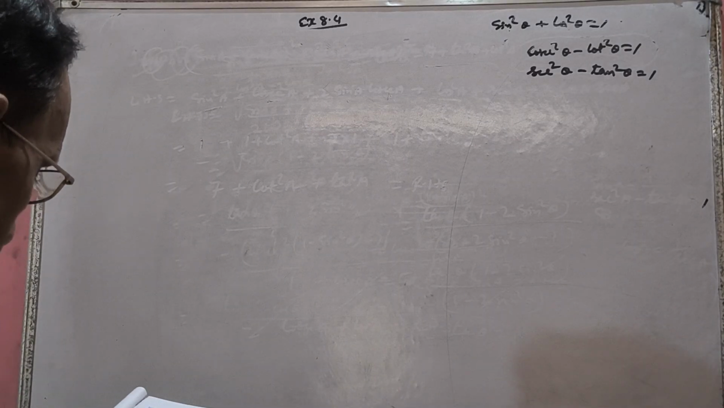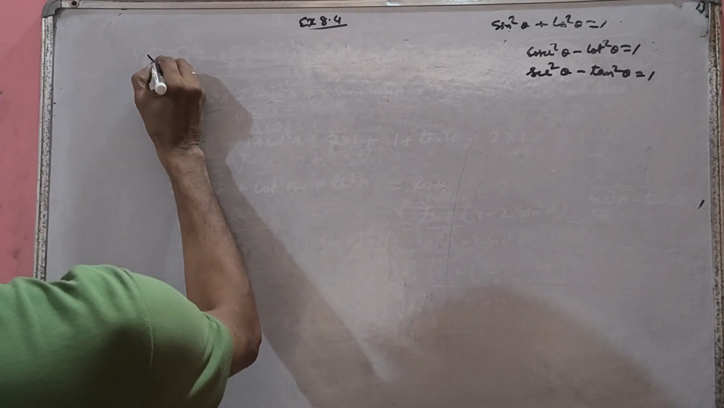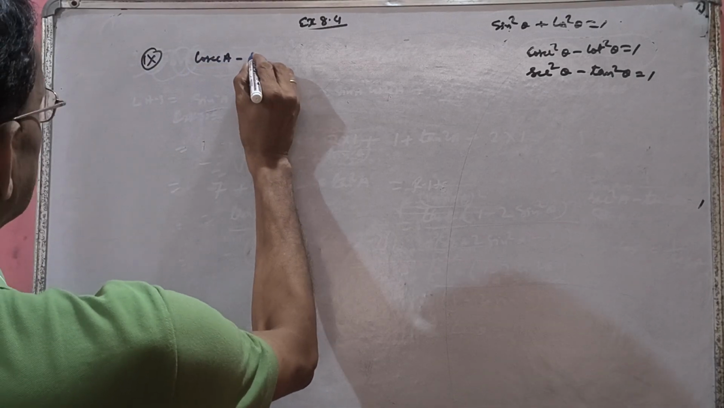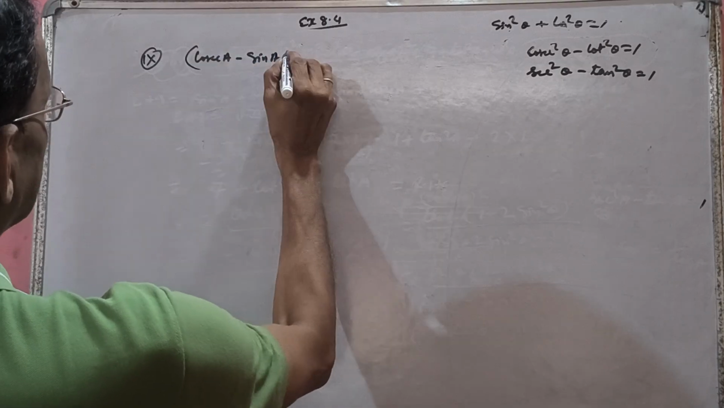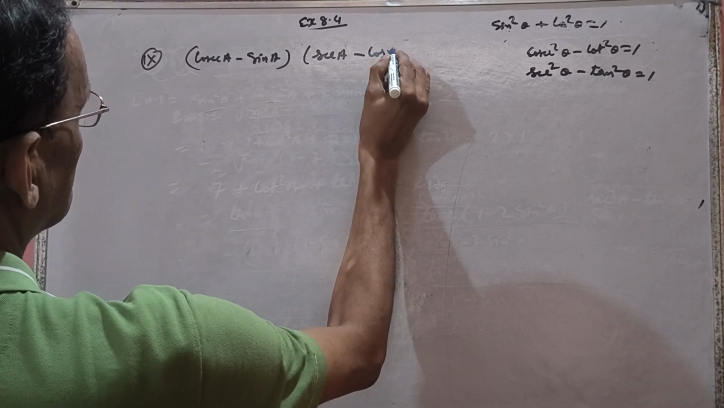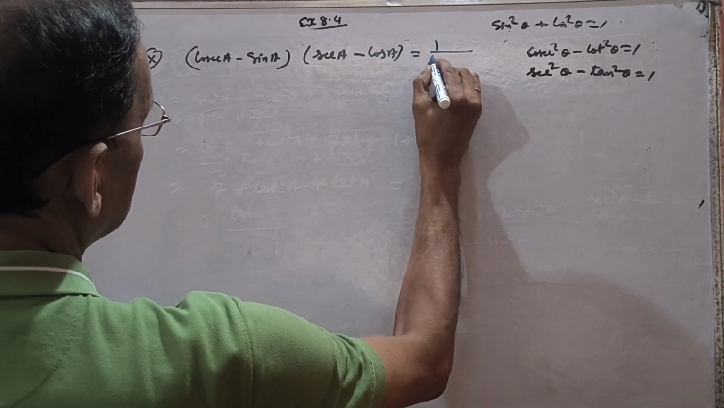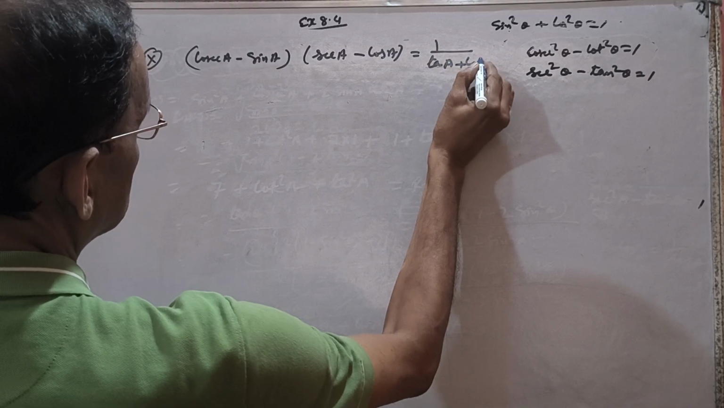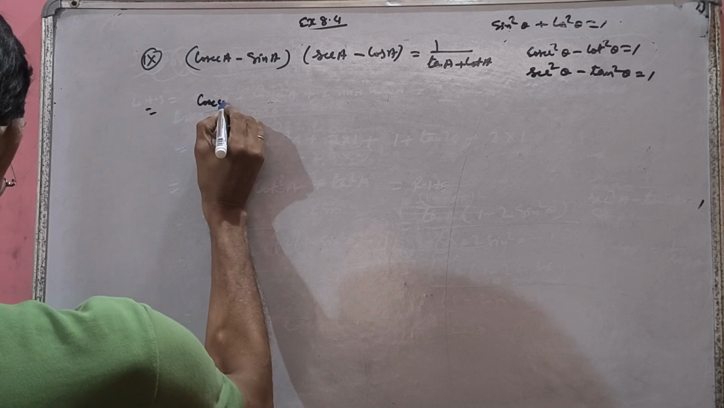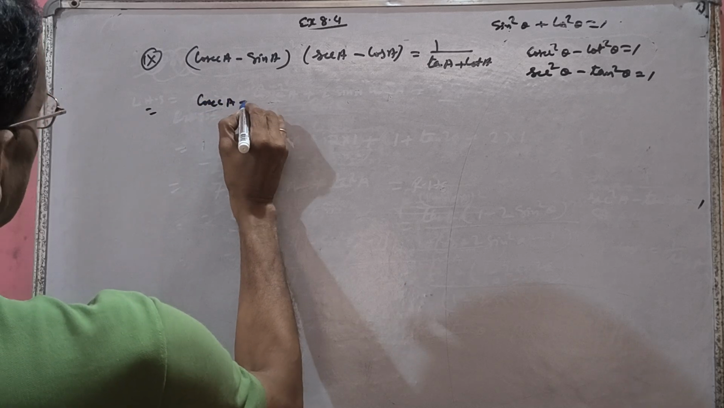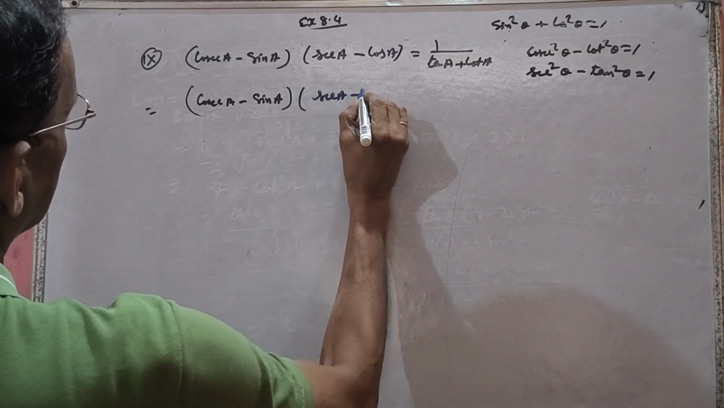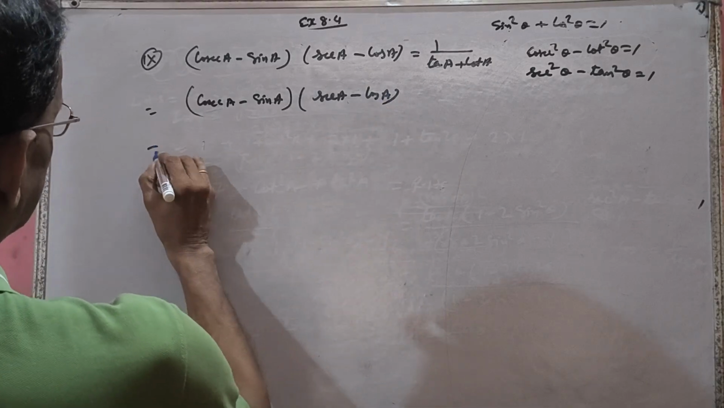Which number now? 9. Question number 9. What is (cosec A minus sin A) into (sec A minus cos A) is equal to 1 by (tan A plus cot A). Take the left hand side: (cosec A minus sin A) into (sec A minus cos A). Start now.